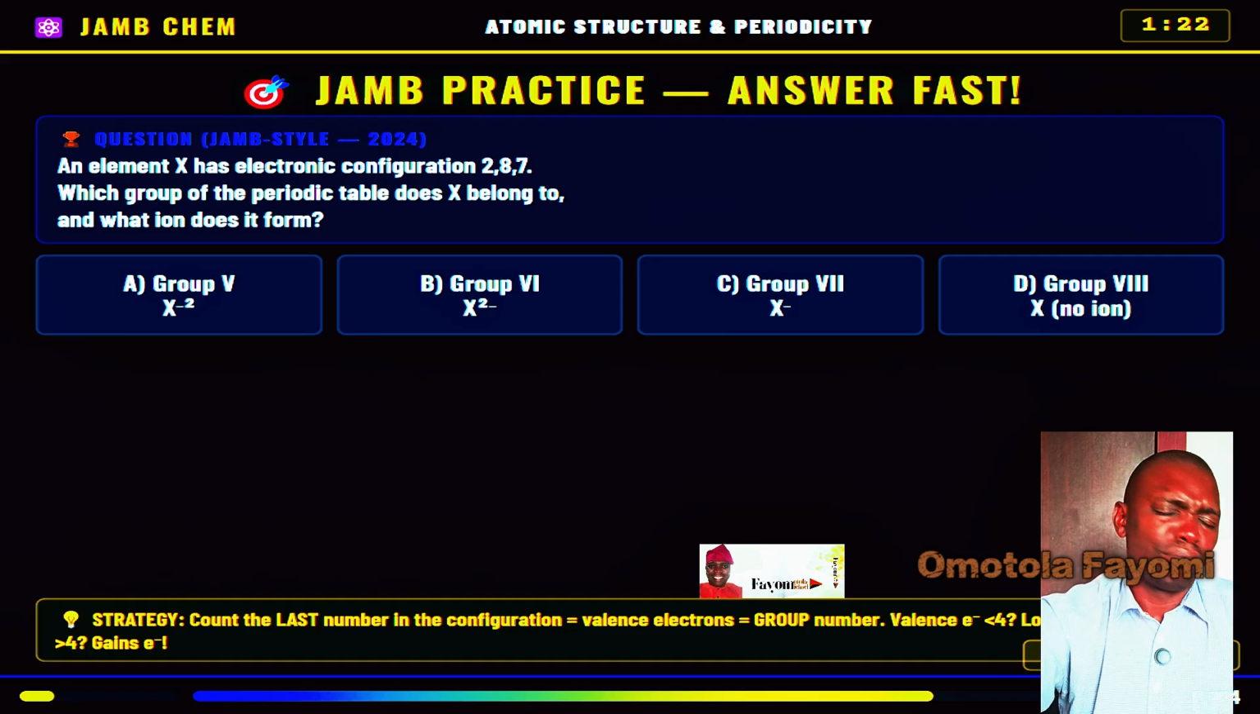If you got that, brilliant. If not, you know now exactly how to solve it. Write the strategy down. Last number in the configuration equals group. More than 4 valence electrons, gain electrons.